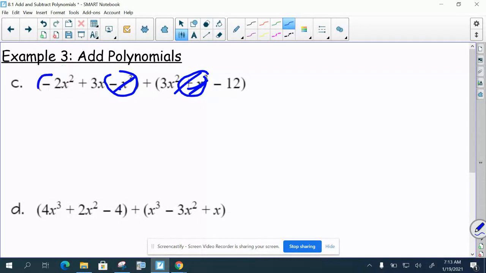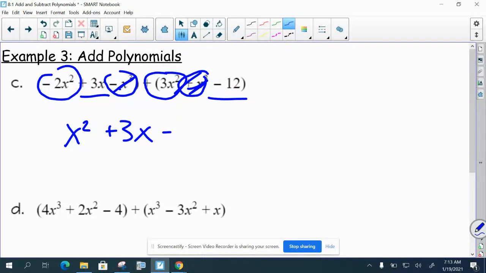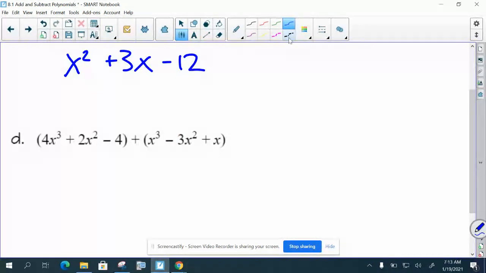And then you've got negative 2x squared and 3x squared for the next highest power. Negative 2 plus 3 is 1, so that would just be 1x squared. And then you have plus 3x alone, and then minus 12 alone. That's your final answer for that one. Okay, let's try the next one.